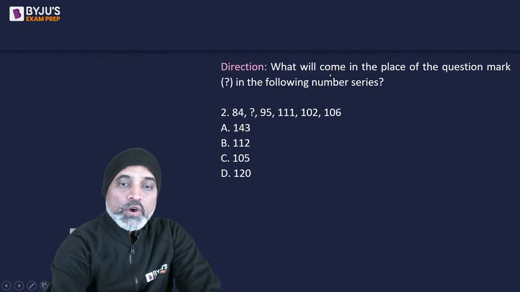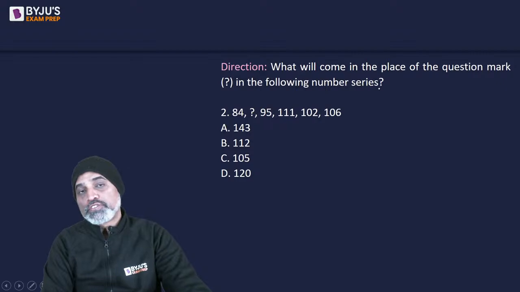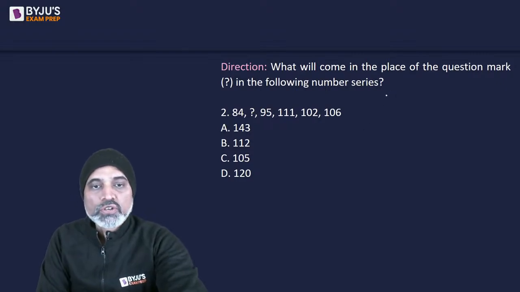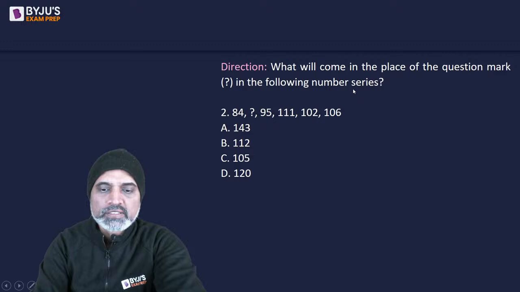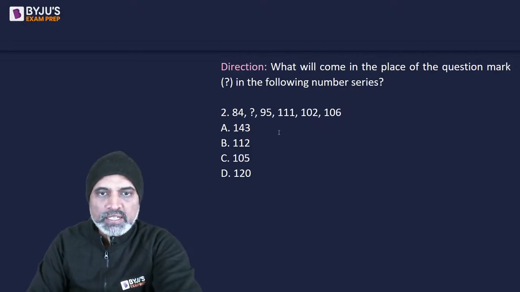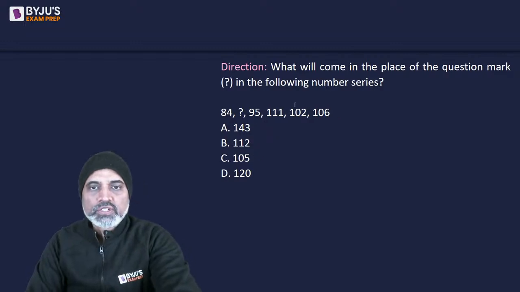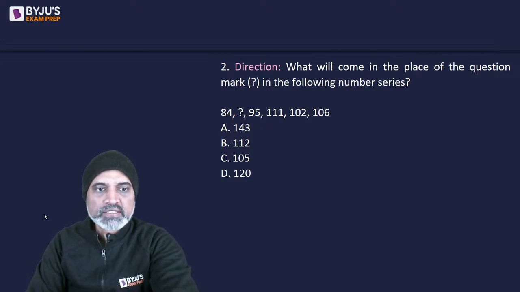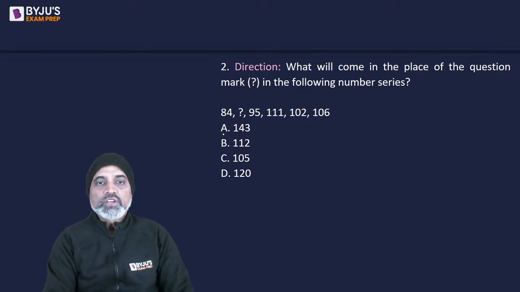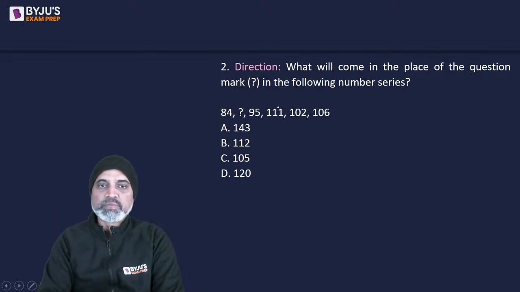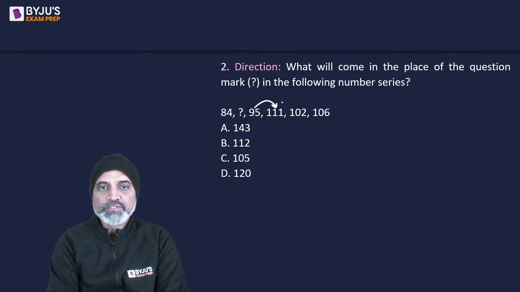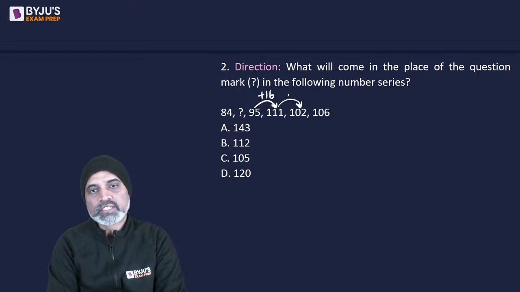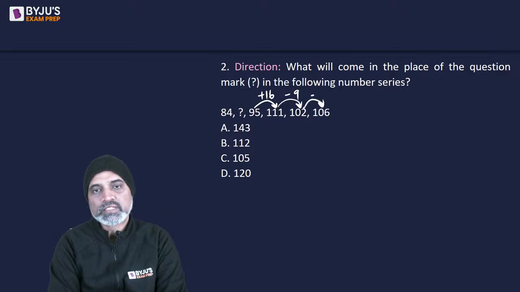Next. What will come in the place of the question mark in the following number series? I don't think it's question number 1. This is question number 2. So I will remove this 2 from here so that it will make sense. We have got 84, then some number is missing, then we have got 95. 95 to 111, that's an increase of 16. 111 to 102, that's a decrease of 9. 102 to 106, there is an increase of 4.